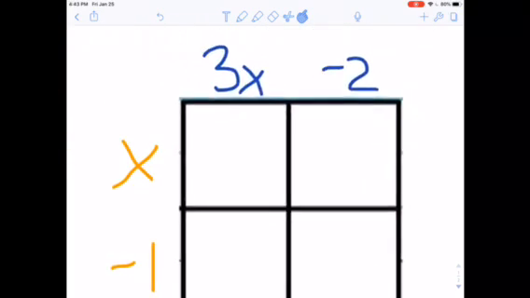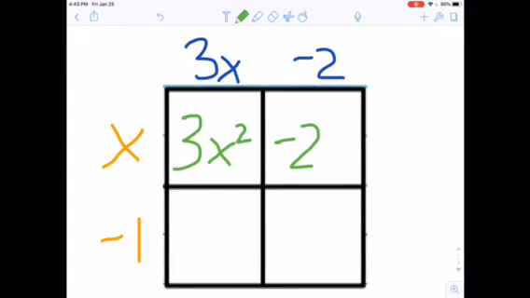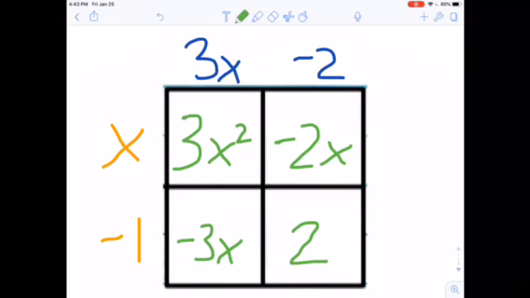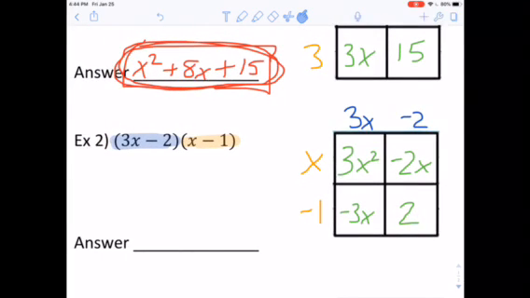We go to the box, and here at the box, we're going to start multiplying. So let's multiply this. When I multiply this, I start multiplying 3x times x. So it's going to be 3x squared. X times negative 2 will be negative 2x. Negative 1 times 3x will be negative 3x. And negative 1 times negative 2 is positive 2. Okay, so I'm done multiplying.